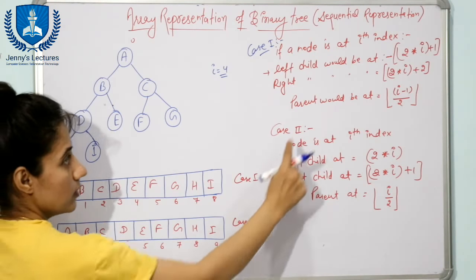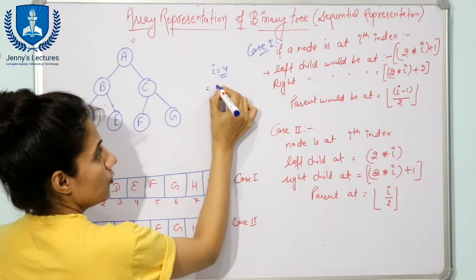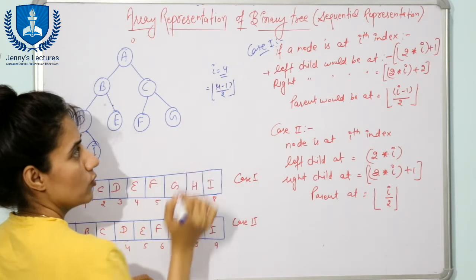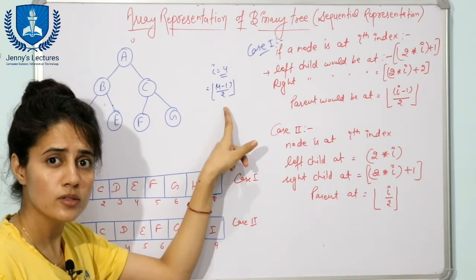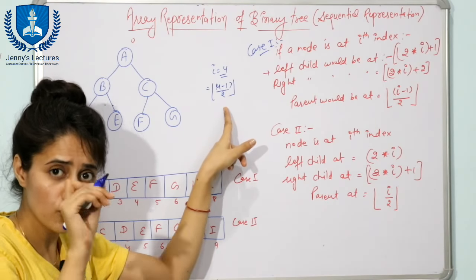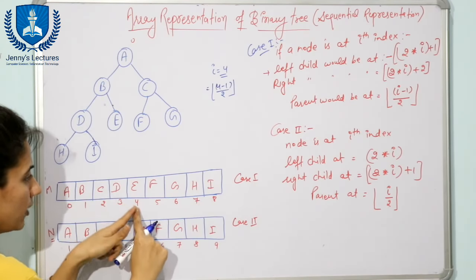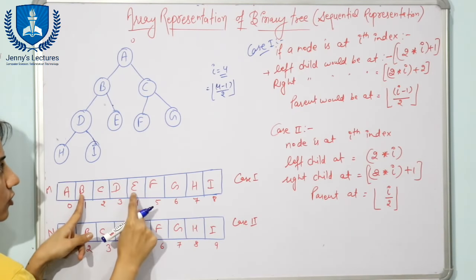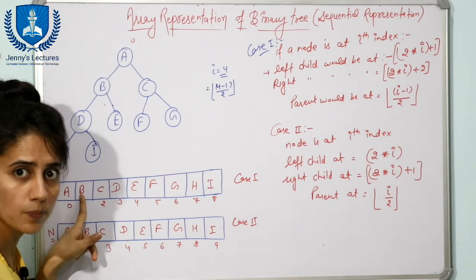How to find out? Parent would be at (i minus 1) divided by 2, floor value. 4 minus 1 divided by 2, that is 3 by 2, floor value. 3 by 2 means 1.5, and if you are taking floor value, then it would be 1. Now go to the index 1. Here we have B. So you can say B is parent of E. Here you can check, B is parent of E.